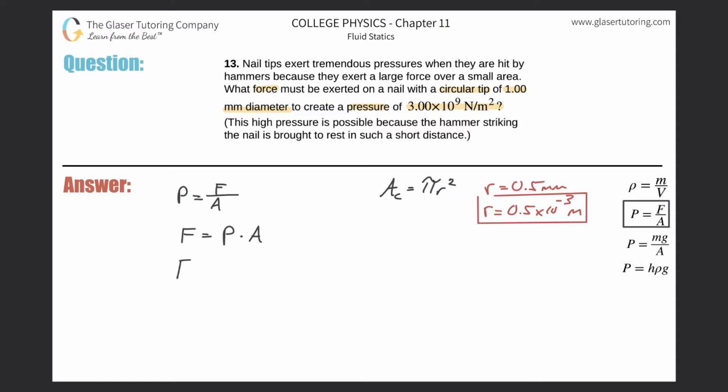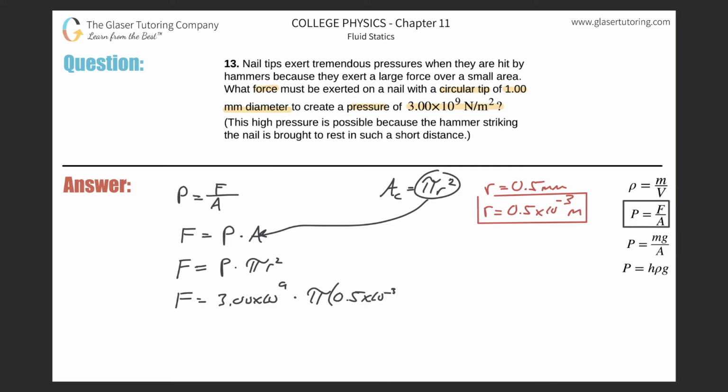So what I'm going to do is plug this formula in here. It's pressure multiplied by the area, which is pi r squared, and I know everything now. So the pressure is 3.00 times 10 to the 9th, multiplied by pi times our radius, which is 0.5 times 10 to the minus 3, and that whole thing is squared. Then we just throw it into the calculator. So this is 3 times 10 to the 9 times pi times 0.5 times 10 to the minus 3, and that thing is squared.